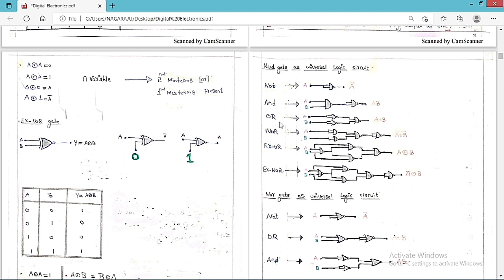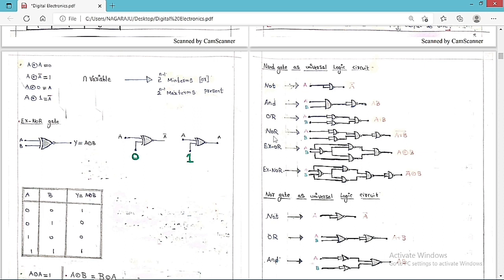Similarly for OR, if we want to build the OR gate with the help of NAND gates, we need three NAND gates. Here we have A bar, and here B bar. So (A bar into B bar) whole bar is nothing but A plus B. It is nothing but Y is equal to A plus B, which is the OR gate. So we need three NAND gates to represent an OR gate in this combination.